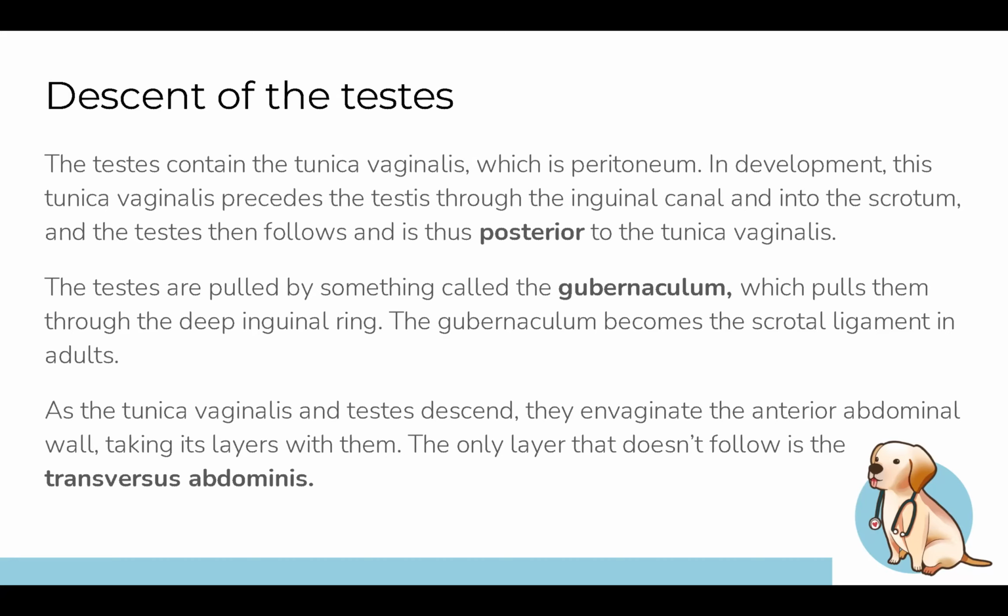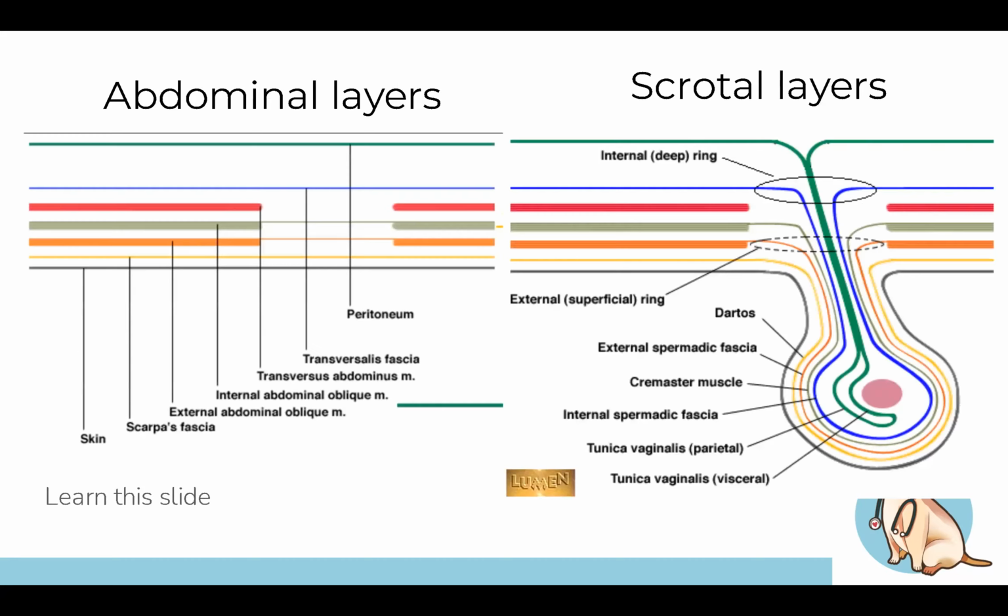So, descent of the testes. Essentially, we'll look at this diagram here. It's a very nice diagram, I think. You can see here we have the abdominal layers and we have the scrotal layers, and you'll see that they're very, very similar. They're actually the same, except the transversus abdominis doesn't exist in the scrotum, okay?